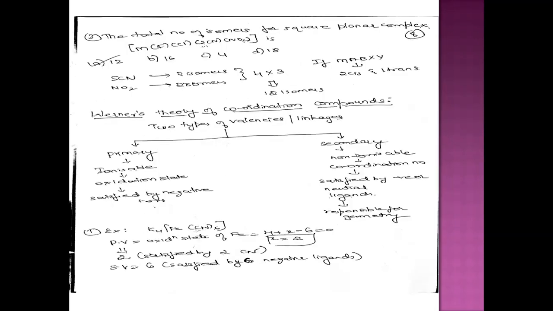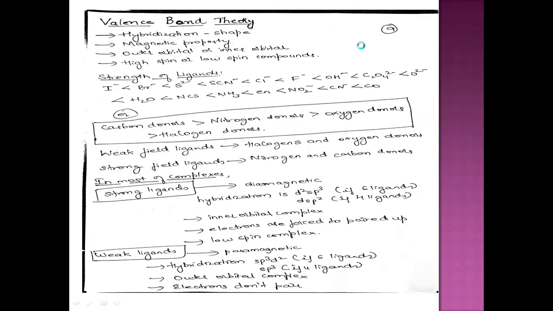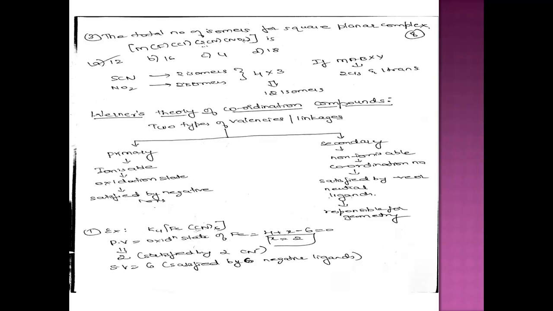Okay, so next question. The total number of isomers for this square planar complex. This is a square planar complex, M F Cl SCN NO2. They have not asked you for structural or stereo; they have asked you the total number. So which isomers do you have to consider? Structural isomers, 2 geometrical isomers, and 1 optical isomer.